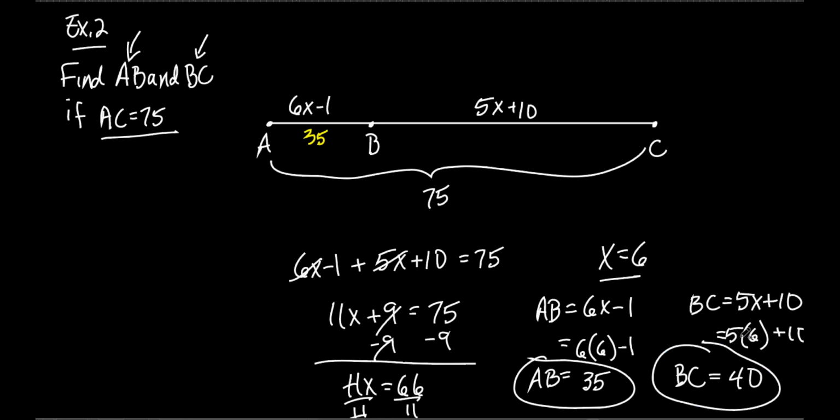And BC is 40. And there you go. You're done. That's what they asked for, isn't it? They asked you to find AB, and they asked you to find BC, and we found them both. Now watch this. I want to show you a little easier way.